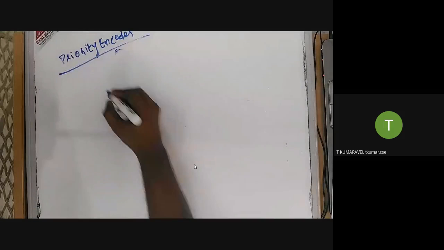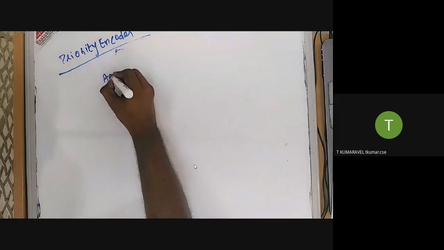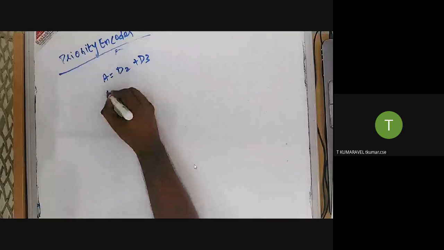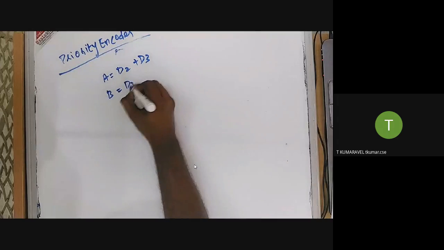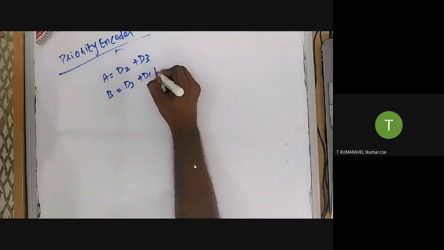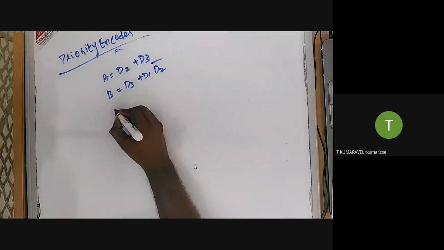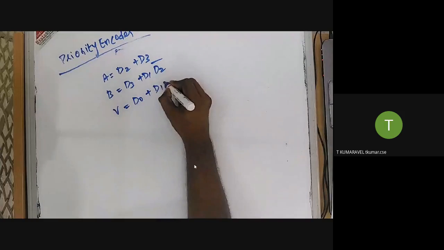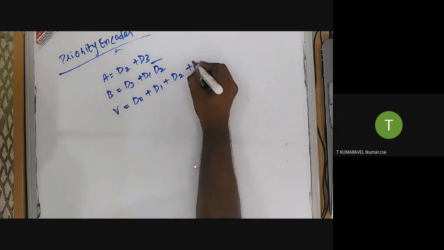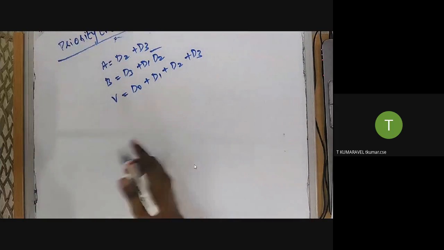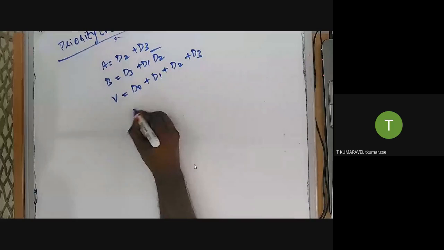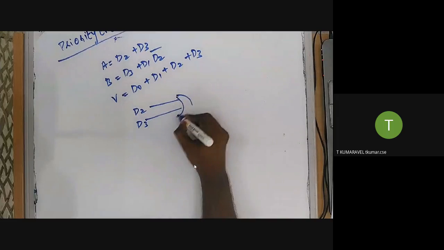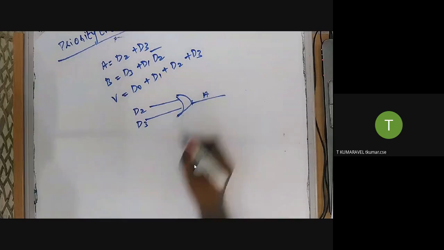So what is the equation for A? A is D2 plus D3. What about B? B is D3 plus D1 and D2 bar. What about V? V is D0 plus D1 plus D2 plus D3. You should write the logic diagram. D2 plus D3 is connected with one OR gate, which generates the output A.